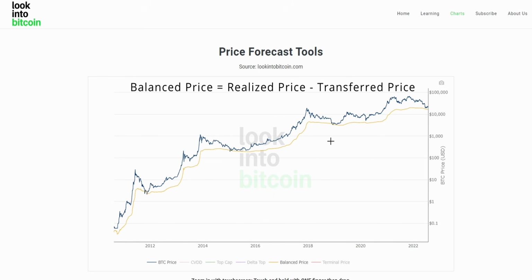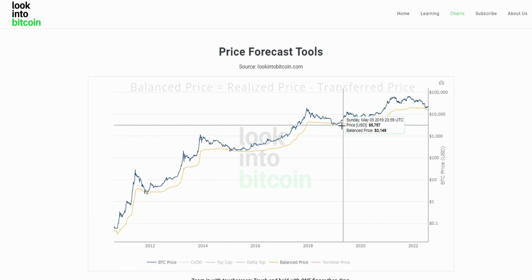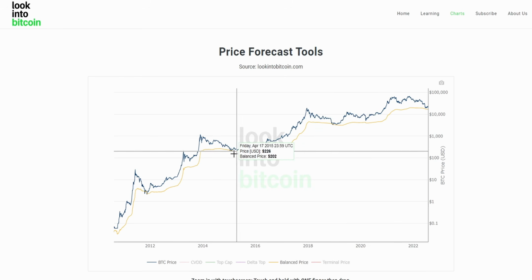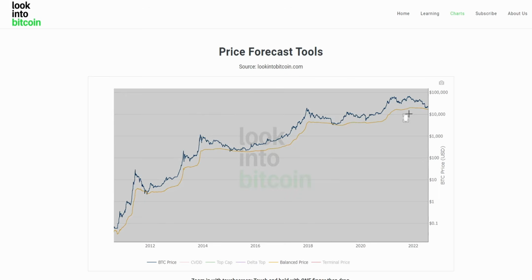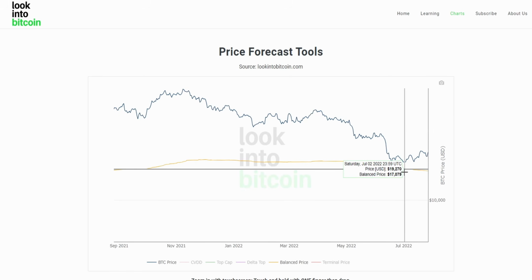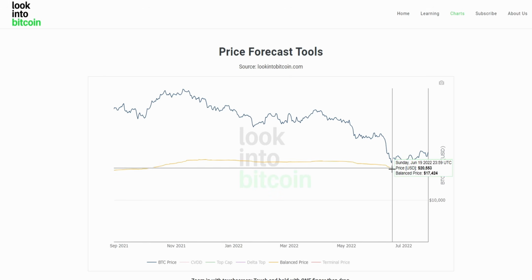So subtracting this transferred price from this realized cap gives us this balance price, which again has historically been a fantastic place to accumulate Bitcoin if and when it reaches or even surpasses beneath this line. Currently, this balance price sits at a similar price to the CVDD, at around $16,500 to $17,000. We actually came very close to closing beneath this.